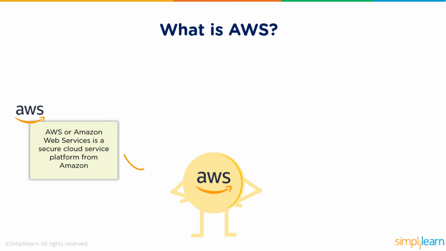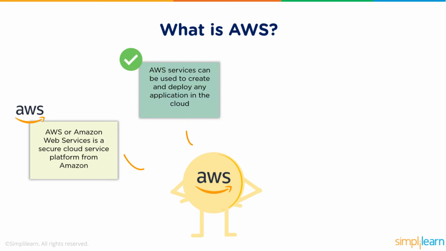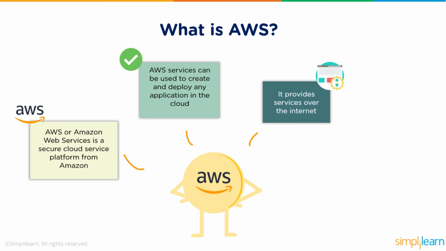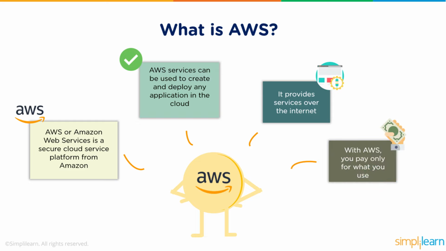Now, what is AWS? As we know, AWS stands for Amazon Web Services. It's one of the largest cloud providers in the market, and it's basically a secure cloud service platform provided by Amazon. On AWS, you can create and deploy applications using the AWS services. Along with that, you can access the services provided by AWS over the public network, that is, over the internet. Plus, you pay only for whatever services you use.